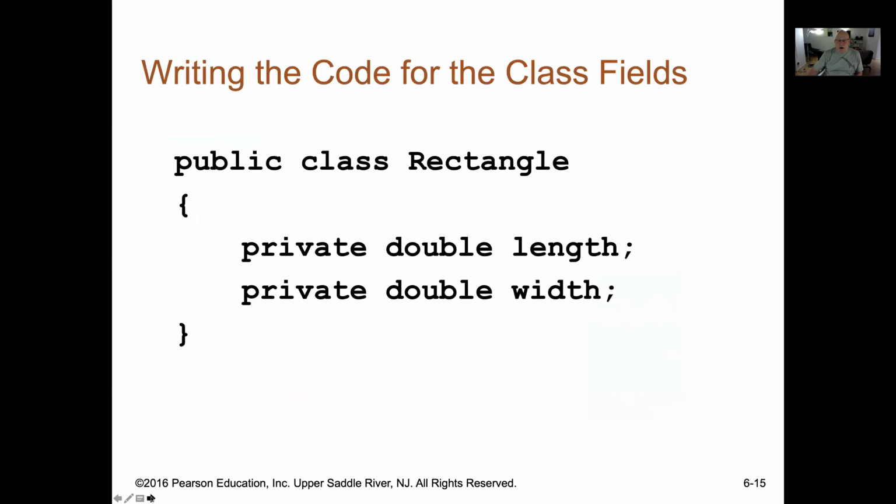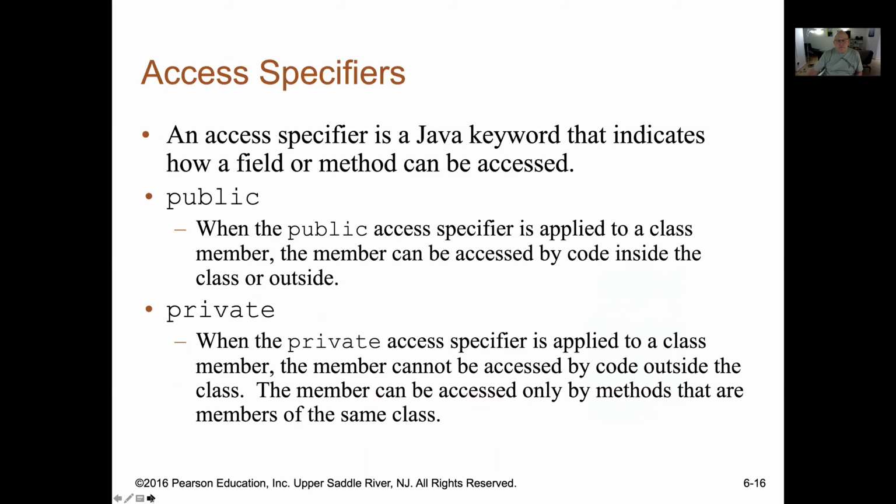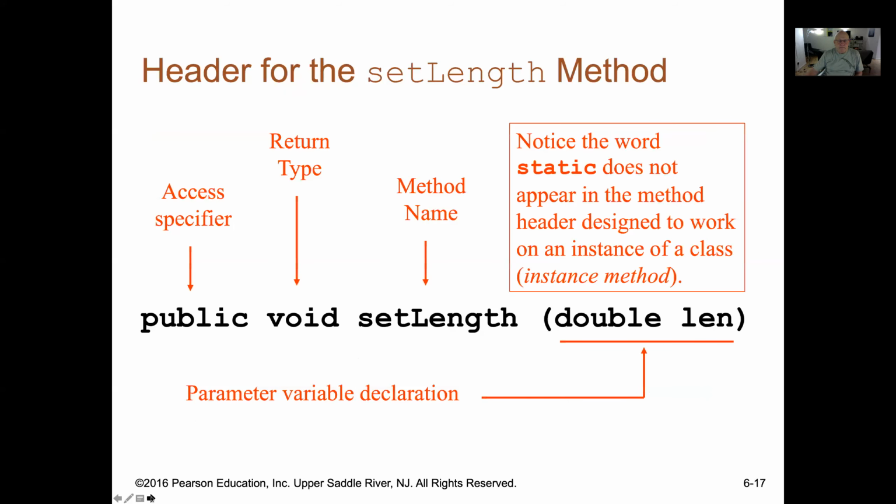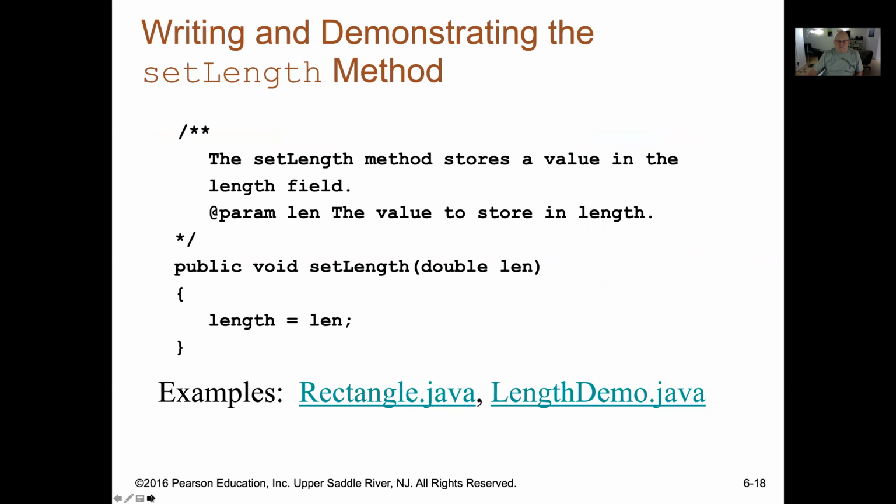This is an example of writing the code for a Rectangle class. What's an access specifier? It's a Java keyword that indicates how a field or method can be accessed: public or private. It sets the header. Sets the length.